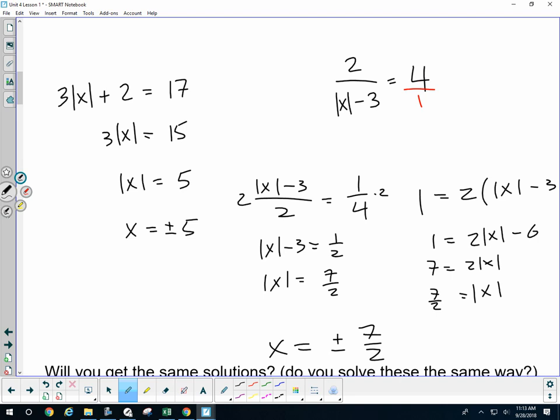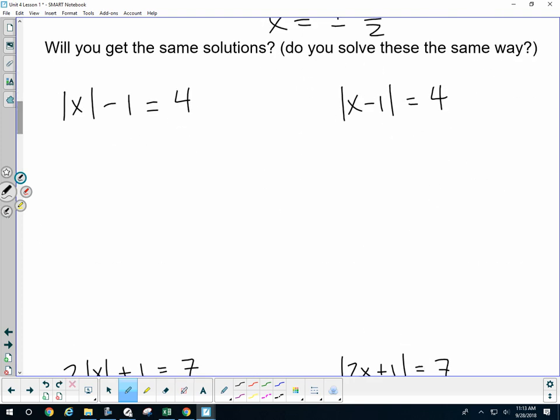Okay, so multiple approaches. This approach, flip both sides. This approach, multiply both sides by the quantity absolute x minus 3. Both work. Okay? Now let's see this next situation.